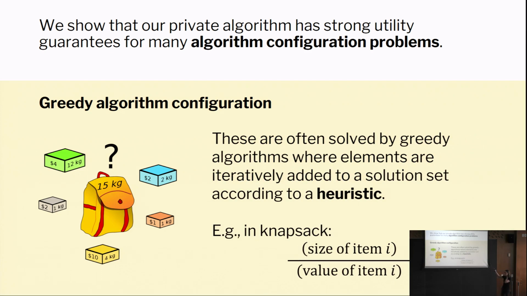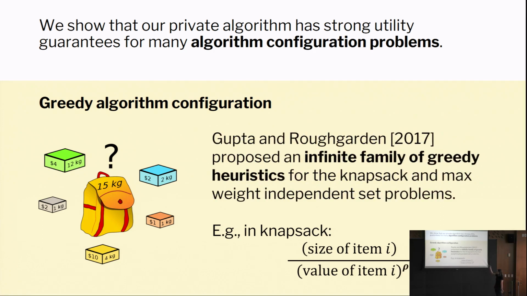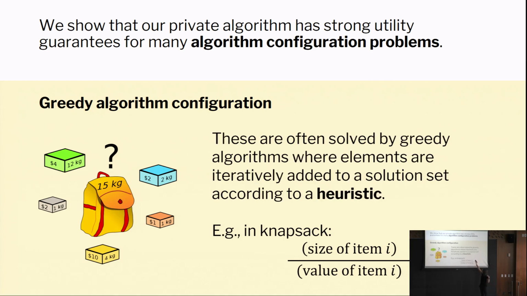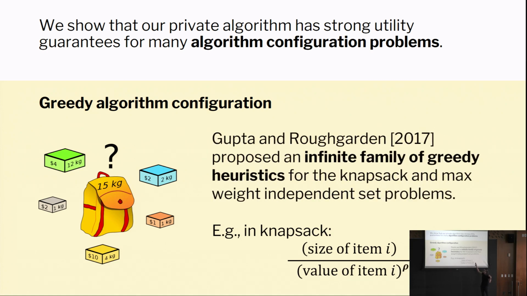These hard combinatorial problems are often solved approximately by greedy algorithms, where elements are added iteratively to a solution set. In knapsack, this iterative addition procedure is according to some heuristic, and that might be the size of the item divided by the value of the item. So you want to add them iteratively according to bang for the buck. I'm sure you have seen this before. Gupta and Roughgarden in 2016 and 2017 proposed an infinite family of greedy heuristics for the knapsack and max weight independent set problems. This is the same heuristic, except I've added a rho parameter at the bottom. In this paper, Gupta and Roughgarden show how to tune this parameter according to the specific application domain.